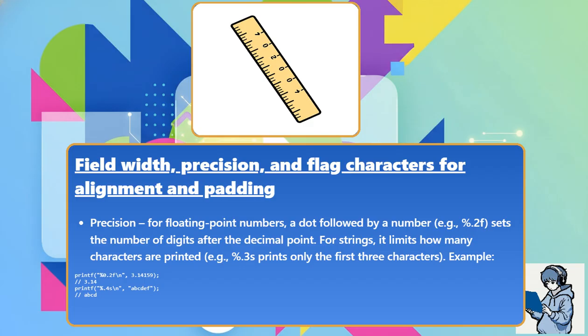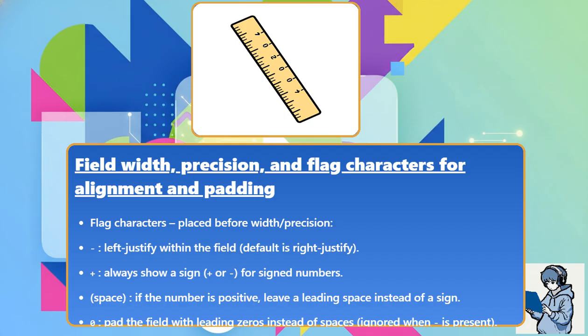Precision for floating point numbers is a dot followed by a number, for example %.2f, which sets the number of digits after the decimal point. For strings, it limits how many characters are printed. For example, %.3s prints only the first 3 characters. Example: printf("%.2f\n", 3.14159); prints 3.14. Then printf("%.4s\n", "abcdef"); prints abcd. Flag characters are placed before width or precision.